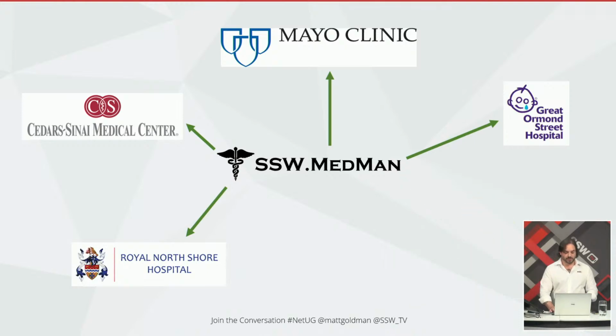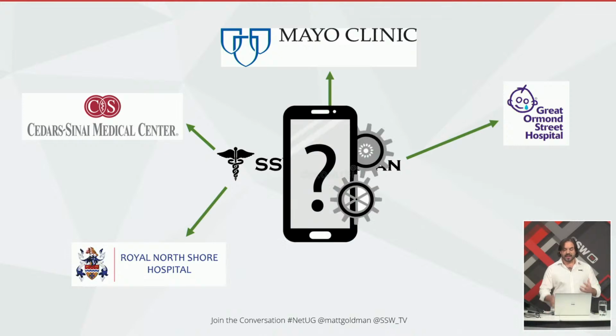That's confidential. But all these other ones, they're going to be running it, and they're going to be running different instances of it. We've got a mobile app, and that mobile app needs to know which instance to connect to.